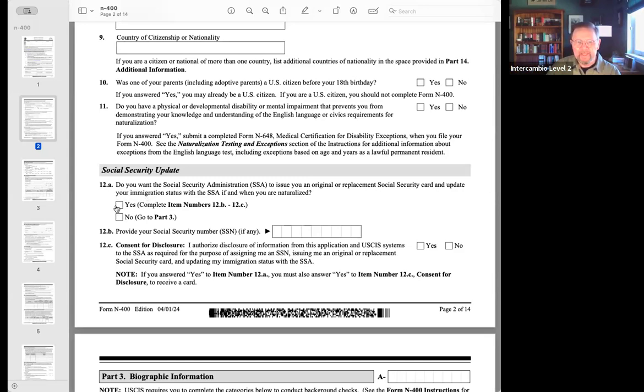If you want them to do that, you say yes, and you give them your Social Security number and you check yes here that you're giving them authorization to talk to Social Security and tell them you're a citizen. So anyway, there you go. If you answer yes here, you have to answer yes here.